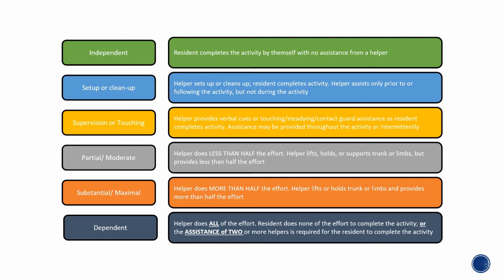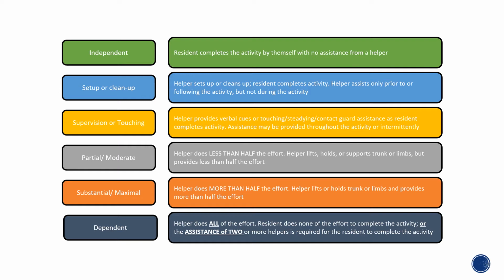Substantial maximal: the helper does more than half of the effort. So this means that the effort is the helper lifting or holding the trunk or the limbs, and they provide more than half of the effort. Dependent: this means the helper does all of the effort, and the resident does none of the effort to complete the activity. This also has a second part of the definition.